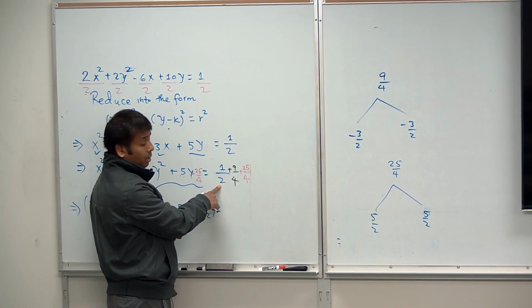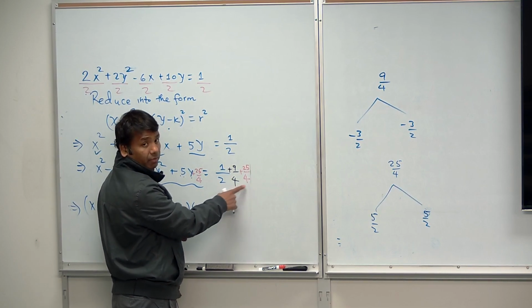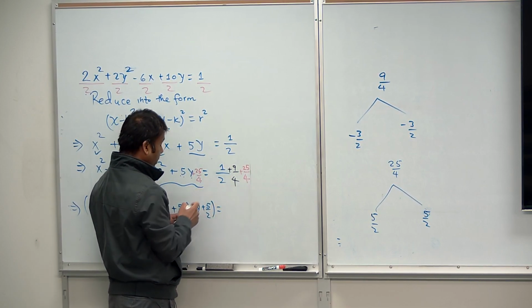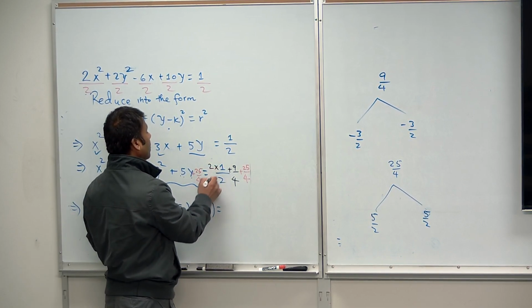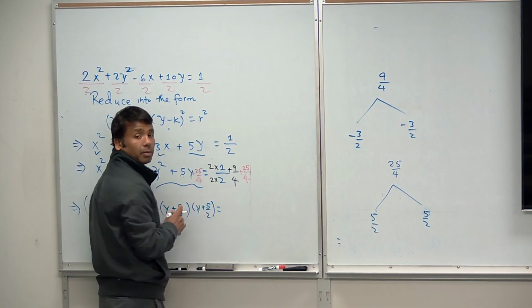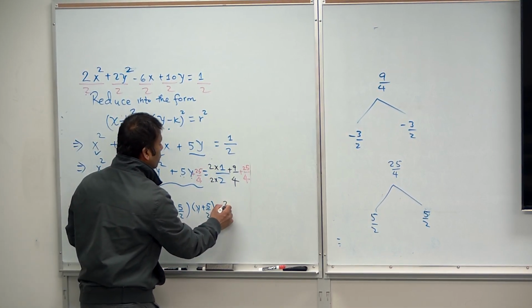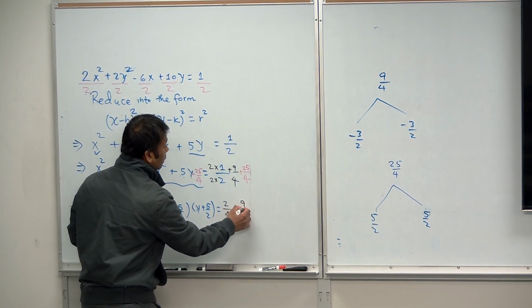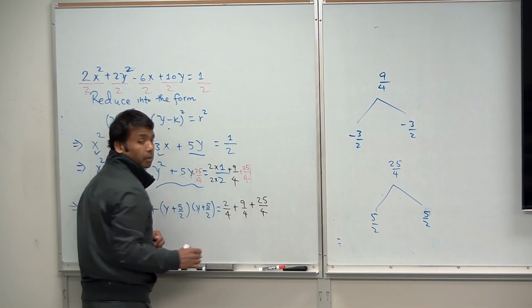2. But here you see, if you look at the denominator of the second and the third fraction, we have 4, right? So we have to make 4. So how can you make 4? You multiply numerator by 2 and denominator by 2. Make sense? So this is 2 over 4 plus 9 over 4 plus 25 over 4.